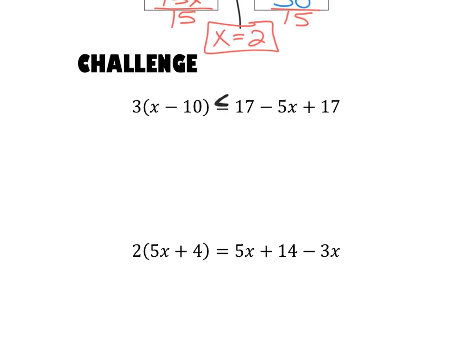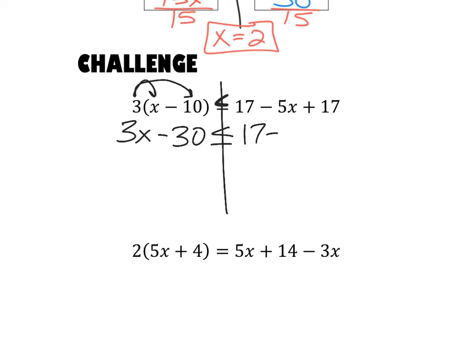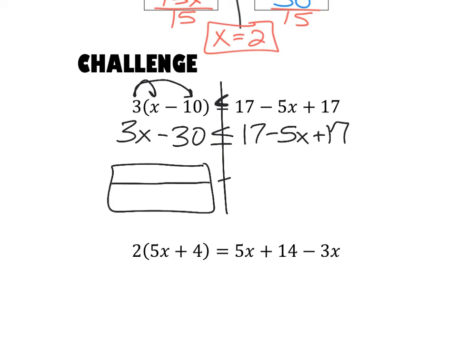Now, I notice that there are numbers in front of parentheses, so I do have to do some distribution. 3 times x is 3x. 3 times x is negative 30. Then I write down everything else. This is a challenge question because I did not draw your boxes at all for you. So when they're not there, but we are solving an equation or an inequality, we can draw our boxes.